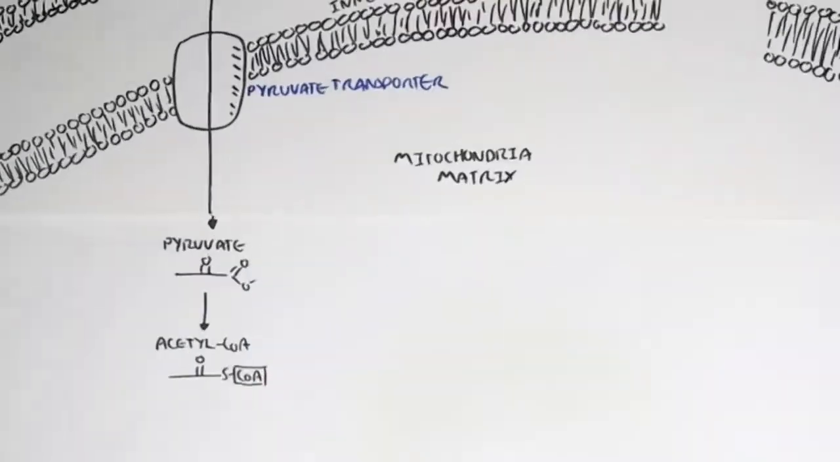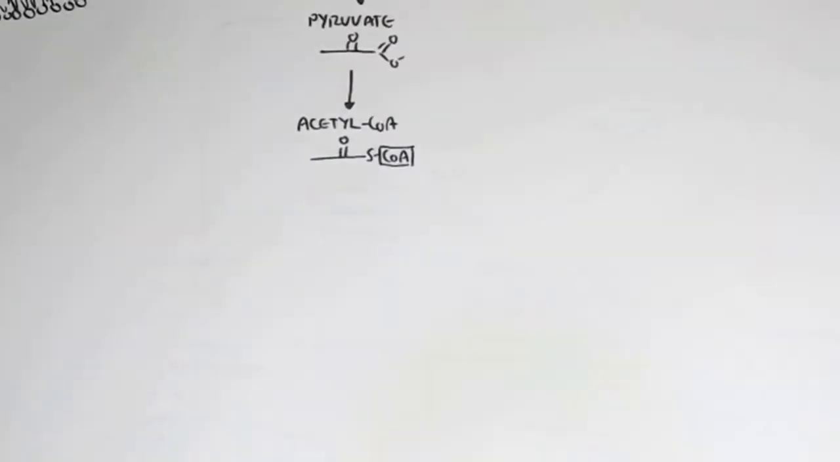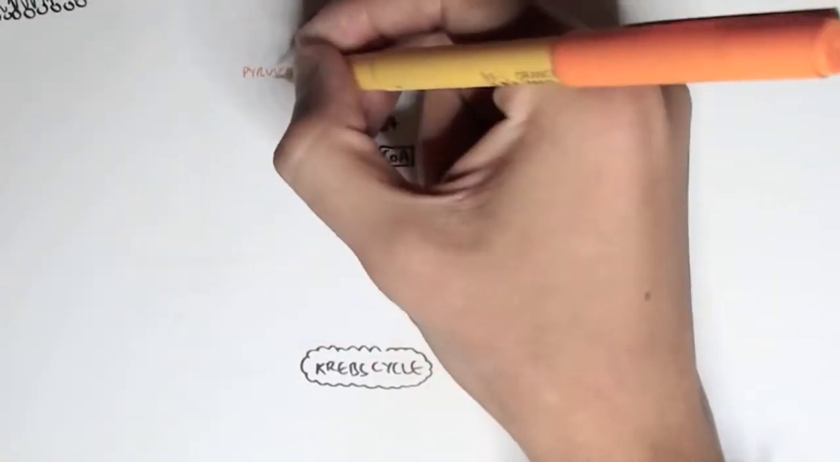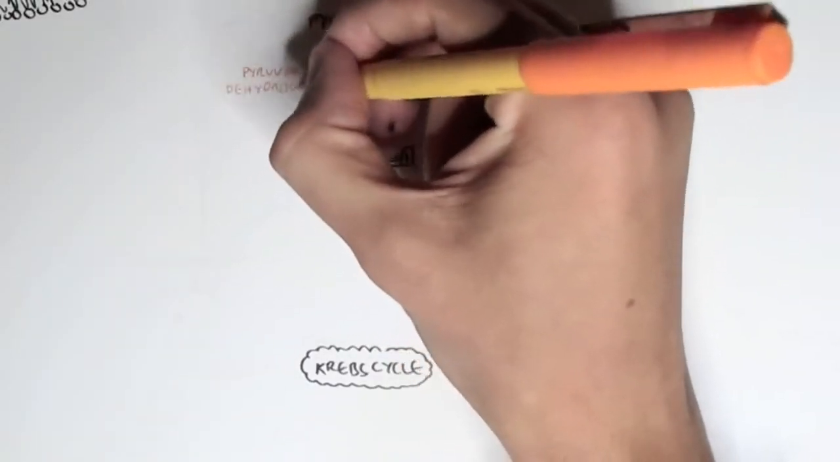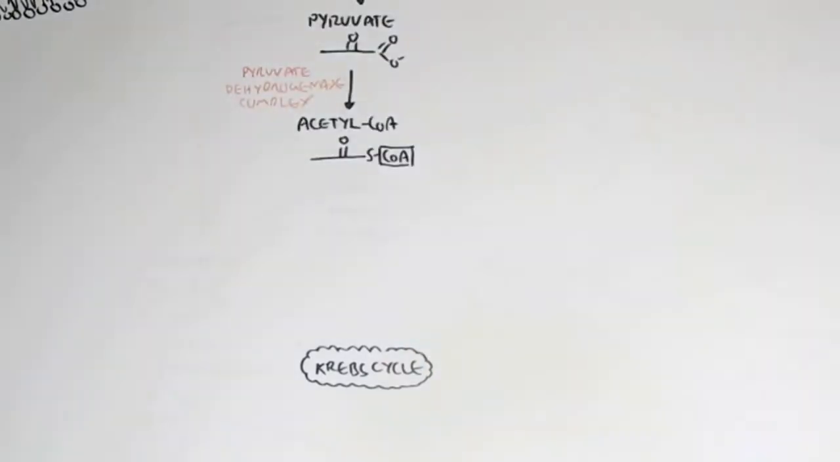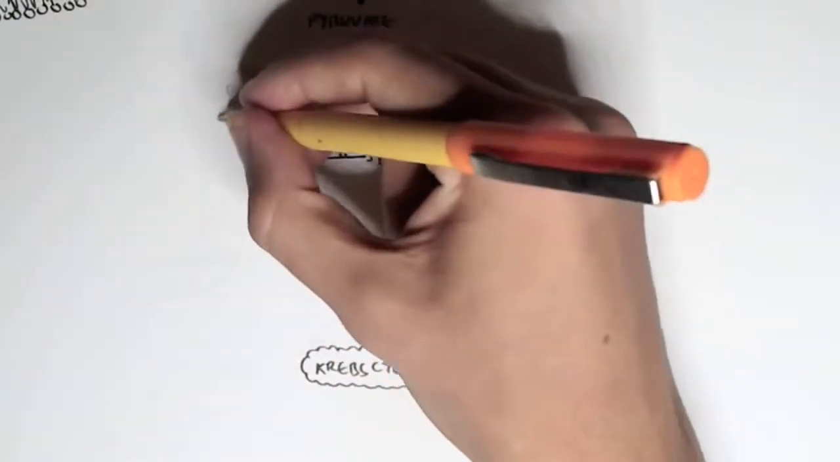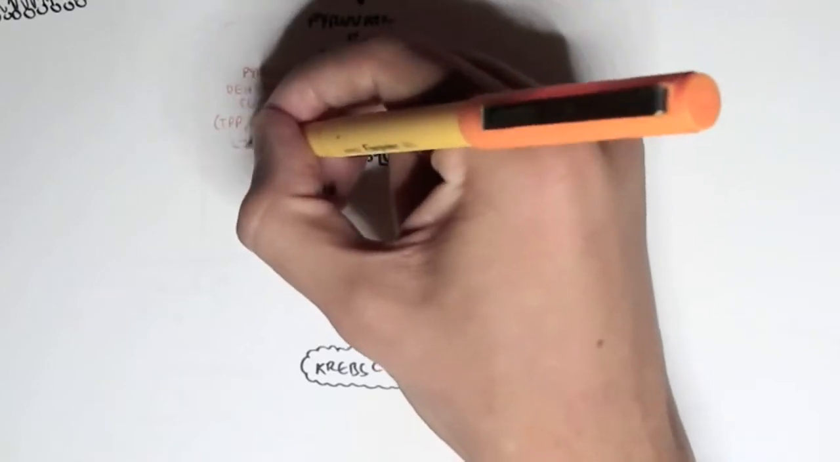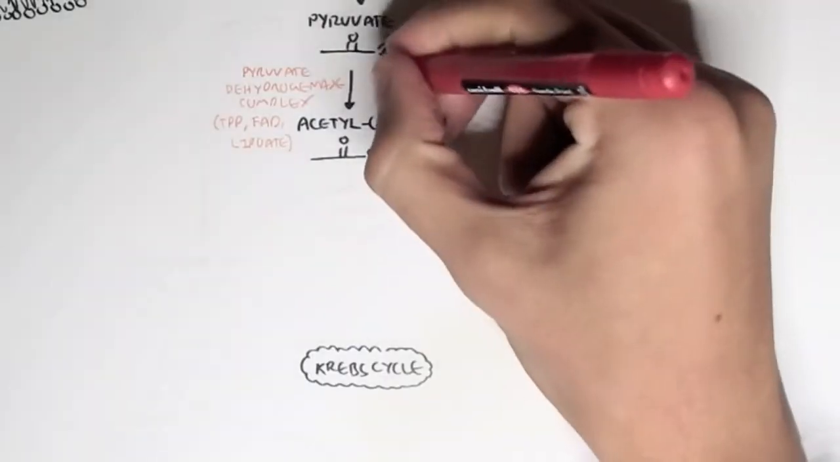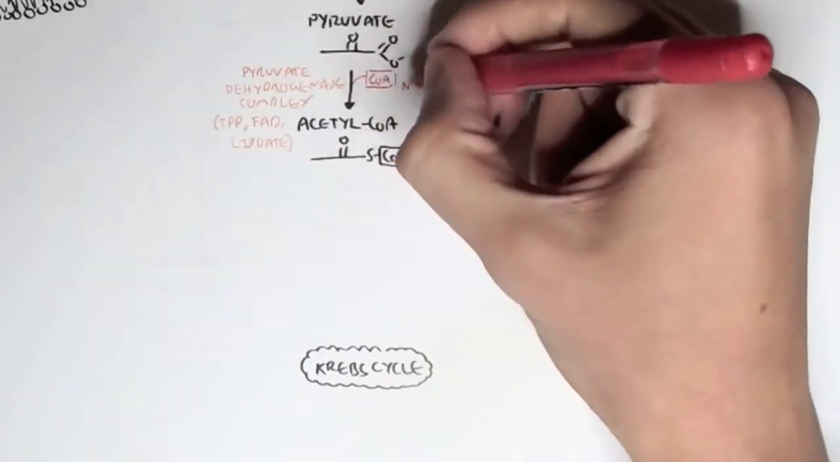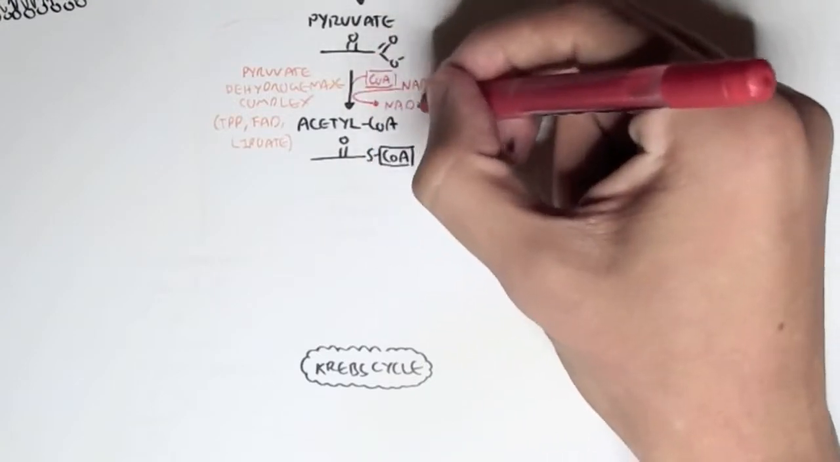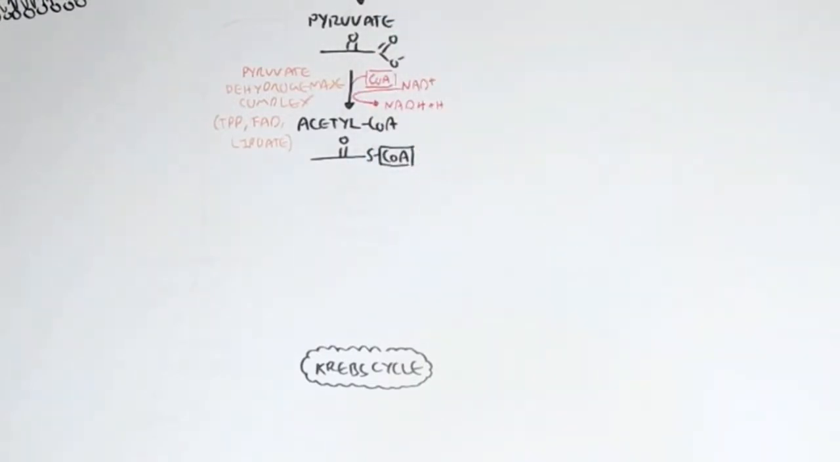The pyruvate will then convert to acetyl-CoA through the enzyme pyruvate dehydrogenase complex with the cofactors thiamine pyrophosphate, lipoate, and flavin adenine dinucleotide. Also in this process, a CoA group is added and NAD is reduced to NADH. Also, a carbon dioxide is produced from this reaction.